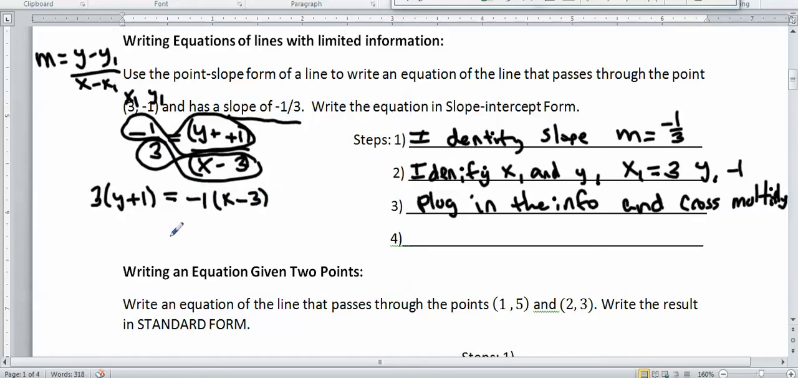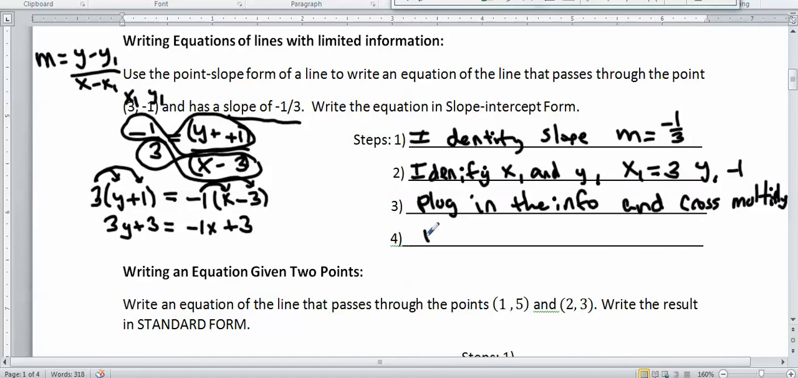Then to simplify this, I'm going to distribute both things. So 3 times y is 3y. 3 times 1 is positive 3. Equals negative 1 times x, which is negative 1x. Negative 1 times negative 3 is positive 3. Now we're not done yet.